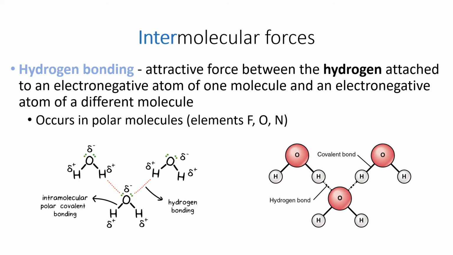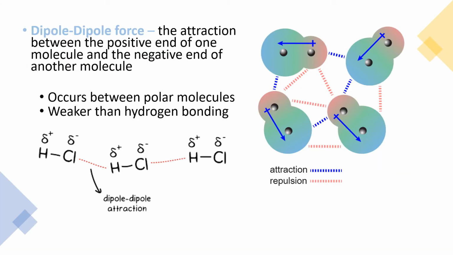neighboring compounds. So dipole-dipole interactions are found in polar solid and polar liquid compounds. It's the rearrangement of a positively charged end of one molecule in a way that it moves closer to the negatively charged end of another molecule. This occurs between polar molecules, as we mentioned, and it's weaker than hydrogen bonding.